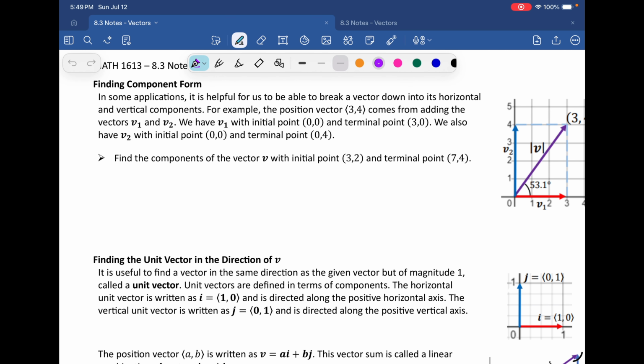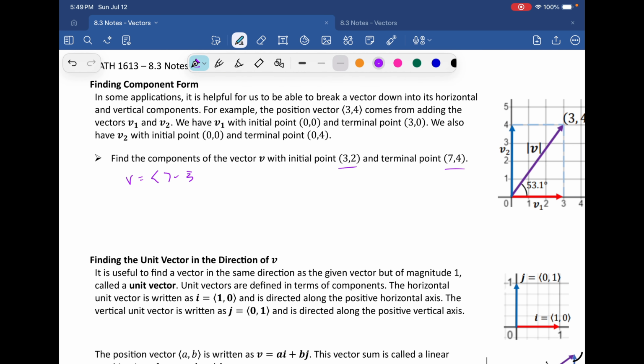So find the components of vector v with this initial and terminal side. So vector v, initial minus terminal. So that's 4, 2. So vector v1 would be the horizontal, so 4, 0. Vector v2 would be the vertical, 0, 2.